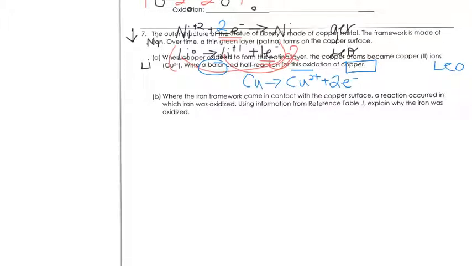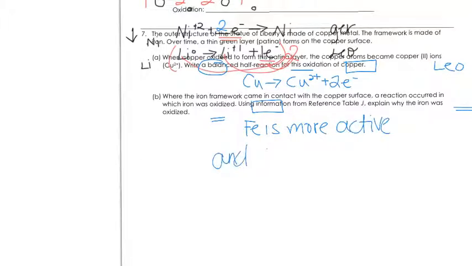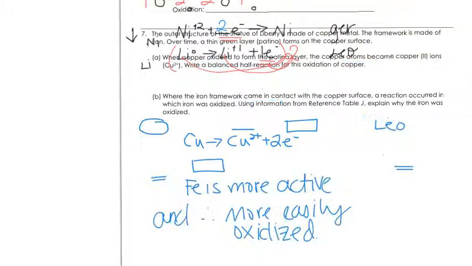Now, where the iron framework came in contact with the copper surface, a reaction occurred in which iron was oxidized. Using this, explain why the iron was oxidized as opposed to the copper. Okay, use Table J, figure it out. Hopefully the answer that you come up with is Fe is more active and therefore more easily oxidized.